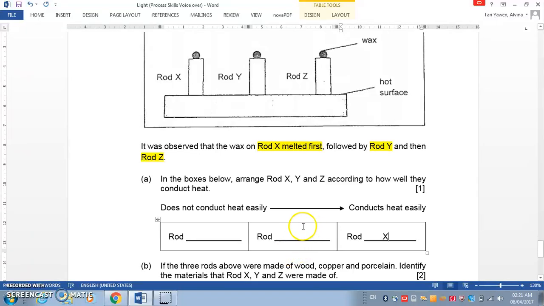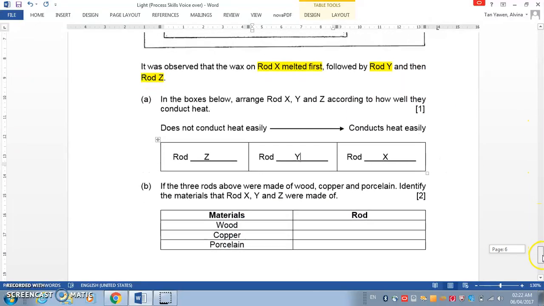And the one that melts last is rod Z. So since rod Z melts last, it means that it took the longest time for heat to flow and pass through. So rod Z should be the poorest conductor of heat, as it does not allow heat to conduct easily. And this leaves us with Y to be the middle one. Alright, so using these results, let's move on to the next question.